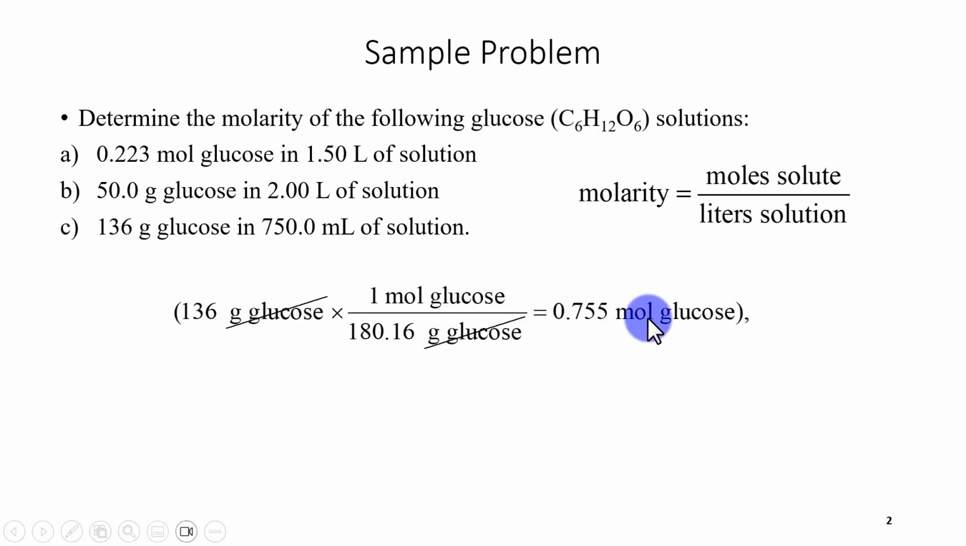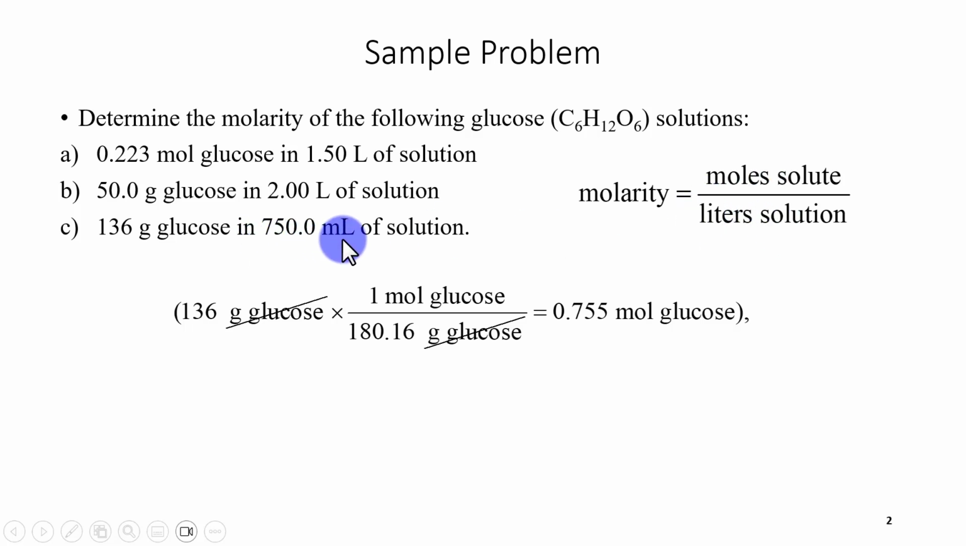I have done the last one for you. So if I take 136 grams of glucose and I multiply it by my conversion factor, which is the molar mass of glucose, 1 mole of glucose weighs 180.16 grams, my grams will cancel, leaving me with moles. So 136 times 1 divided by 180.16 gives me 0.755 moles of glucose.